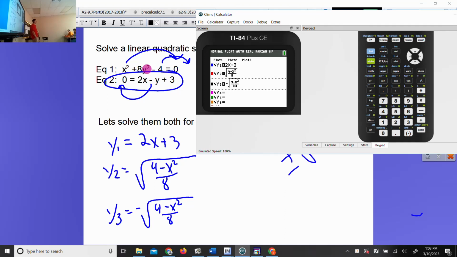That's what you have, y1 and y2, and how do you zoom? Zoom 6. Well, by the way, on the color coding there, blue is y1, red is y2, black is y3. You see that, right? That's kind of a big deal. Zoom 6. You're going to see the intersection of a line.